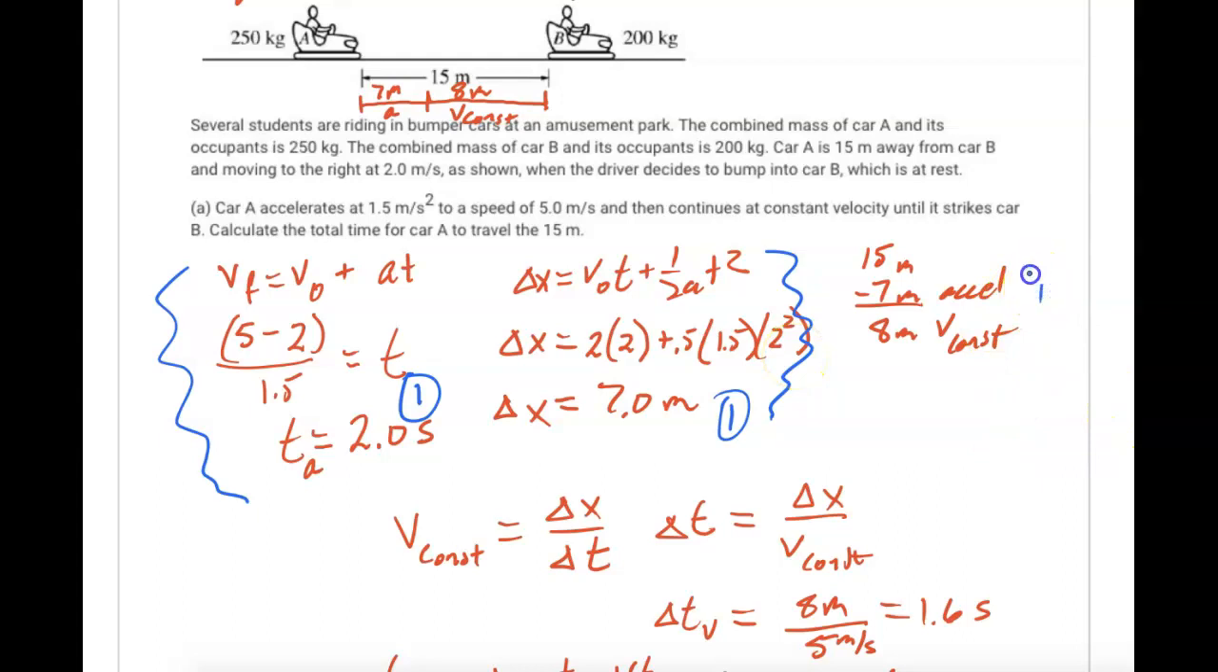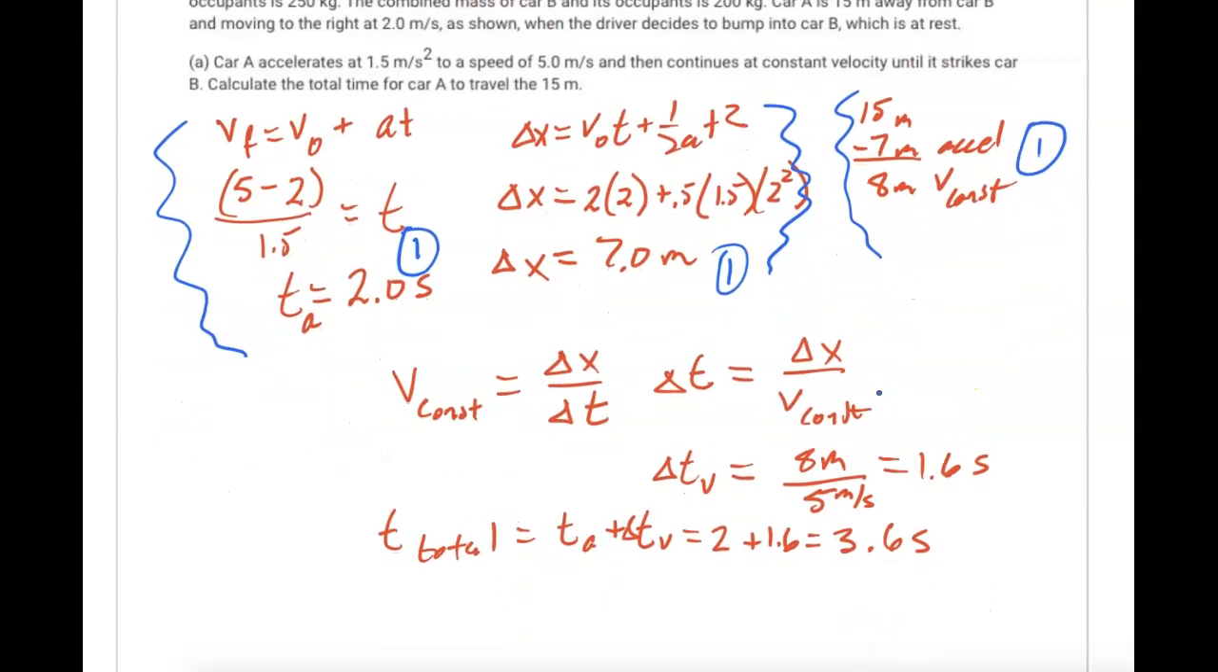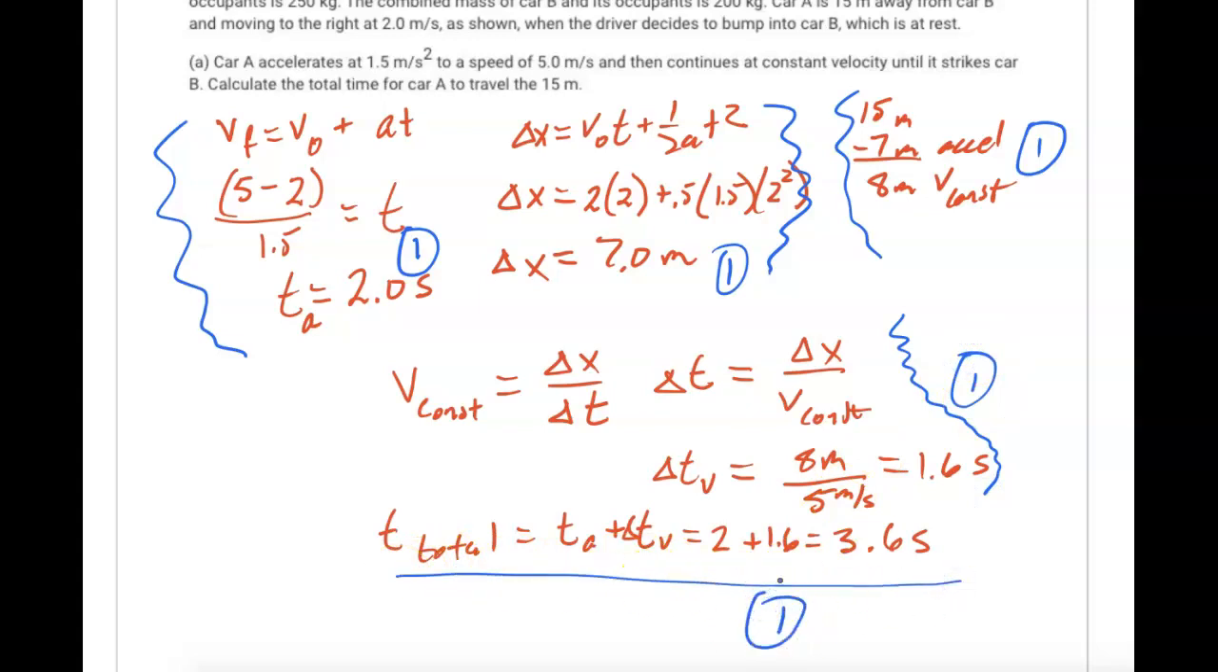We get 1 point for doing the math here to try to find out what's going on. You got to show all of the work. The next point is right here. So this is going through finding out how long it takes to go that constant velocity, and then summing the two together is our last point. So that is worth a bunch of points.